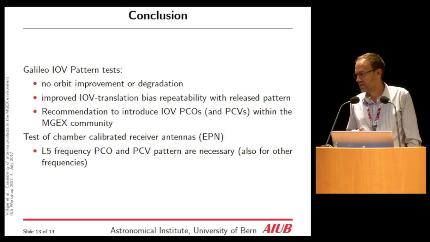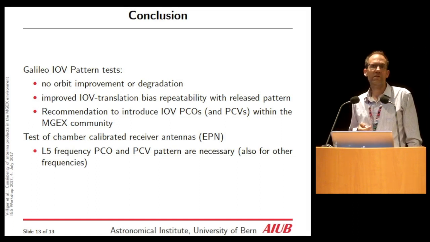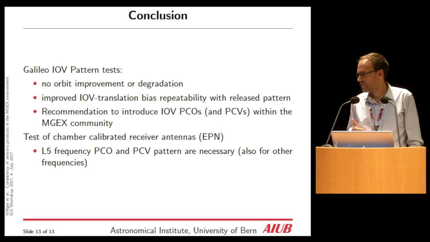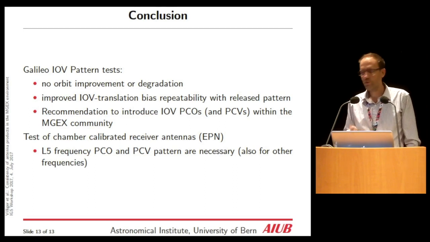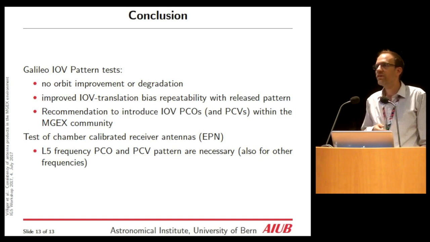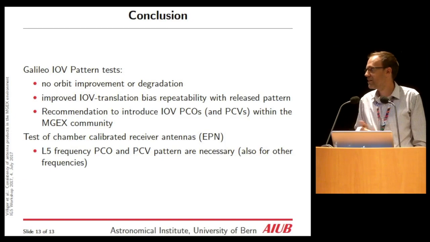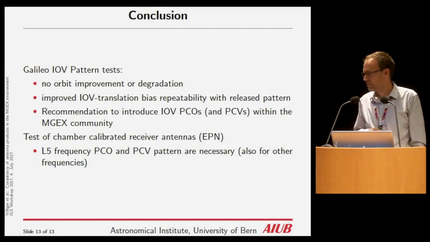And for the test of the calibrated receiver antenna patterns regarding the L2, L5 frequency, of course, the outcome is that it would be nice if we also had the L5 patterns in the future for the IGS stations. As we can see, we have a clear impact on the station height if we use the L1 and L2 pattern instead of the actual pattern. And with this, I come to the end of my presentation.